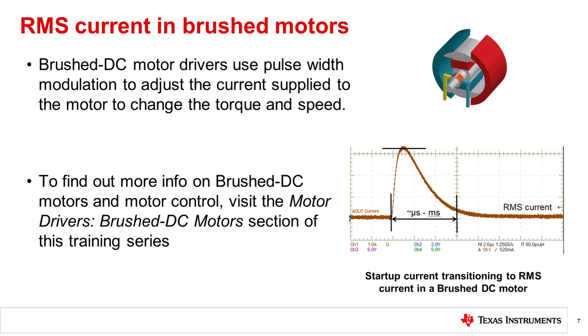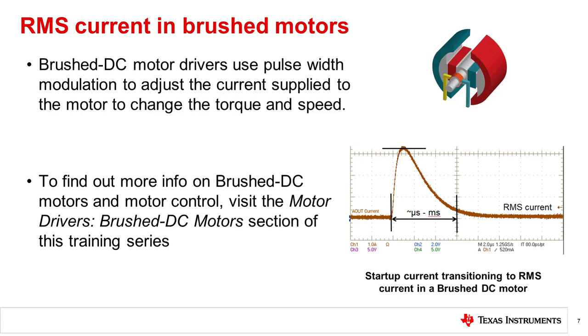RMS current can be controlled in brushed DC motors by adjusting the PWM duty cycle to achieve a desired torque for the motor. Changing the PWM duty cycle will also change the speed of the motor, since the higher current produces a stronger magnetic field in the motor, which results in higher speed. The image on the bottom right shows the current through the coil windings of a brushed DC motor at the initial startup of the motor. There is a peak current event. Then the current decays to a constant RMS current.